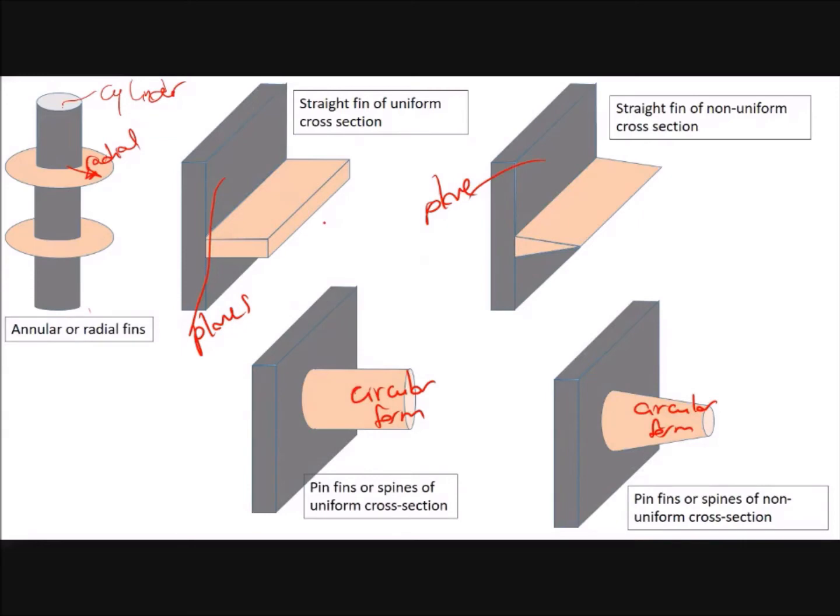And another thing we should consider is whether the fin is uniform or non-uniform. If the fin cross-sectional area doesn't change as you move along the heat direction, this is the direction of Q dot conduction, we move along the direction of Q dot conduction. If this cross-sectional area doesn't change, it is uniform. If the cross-sectional area changes, it is non-uniform.